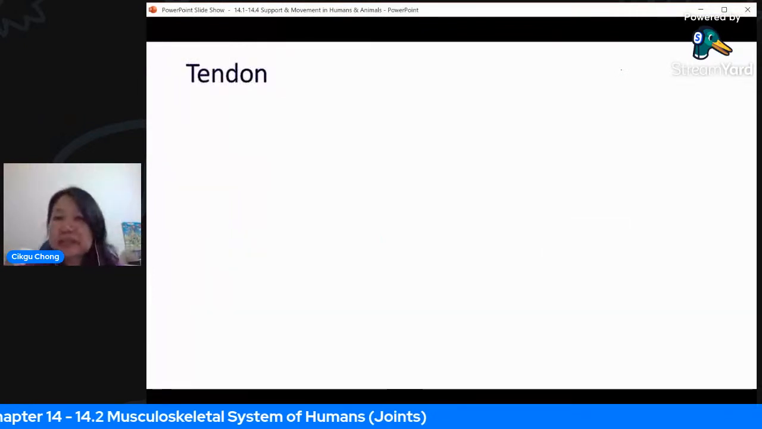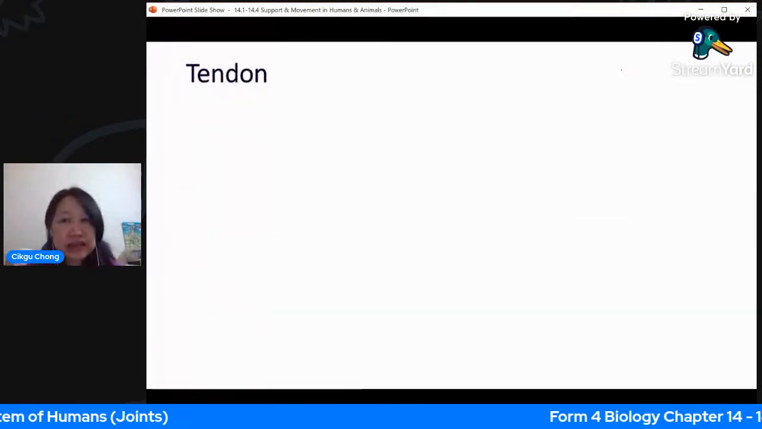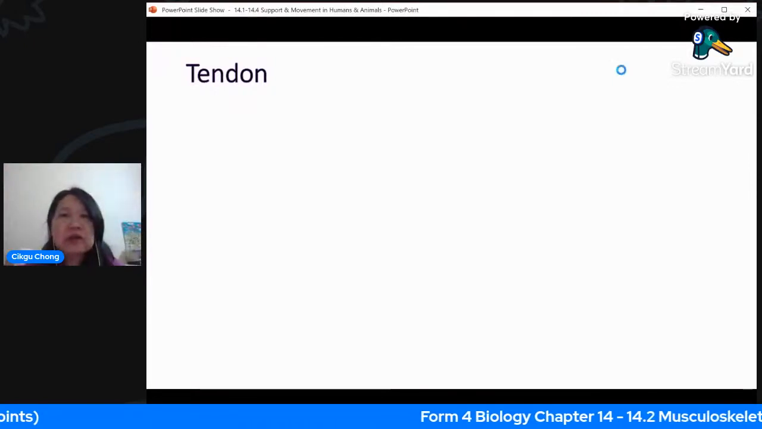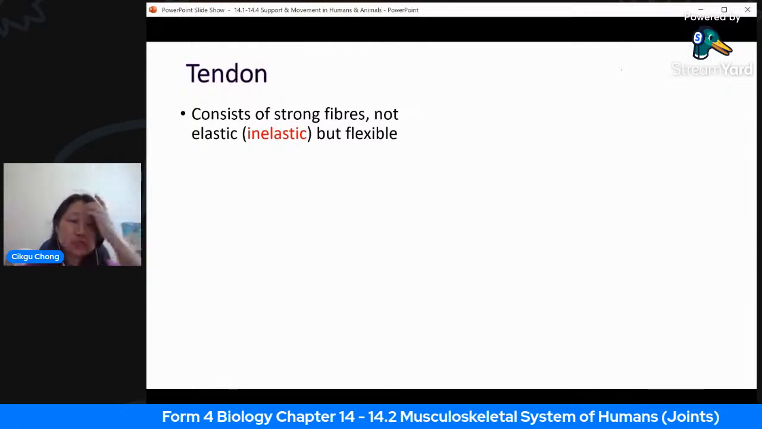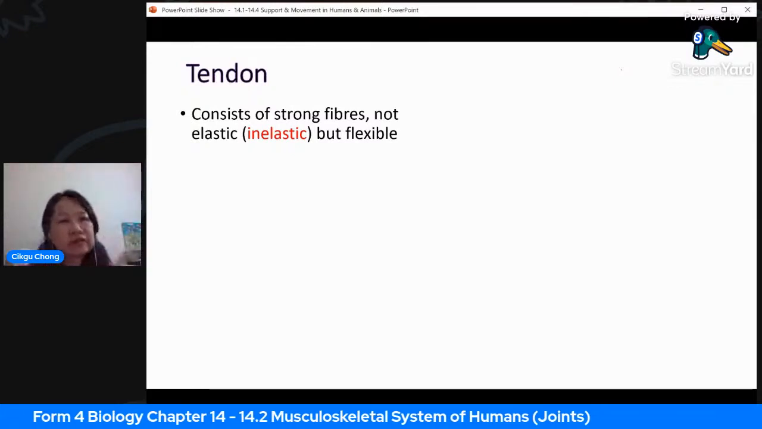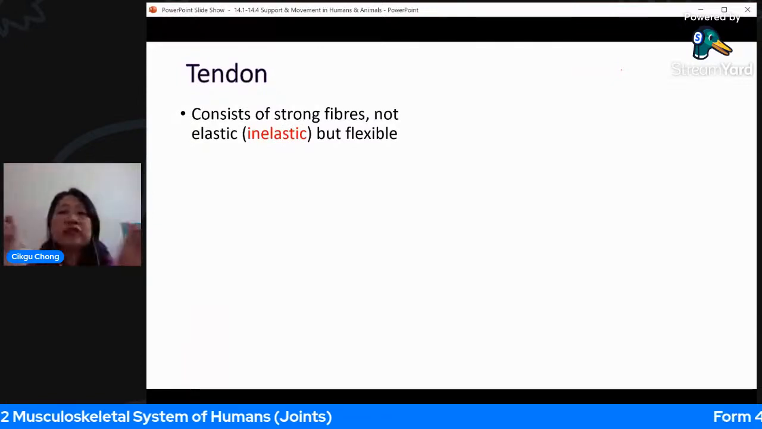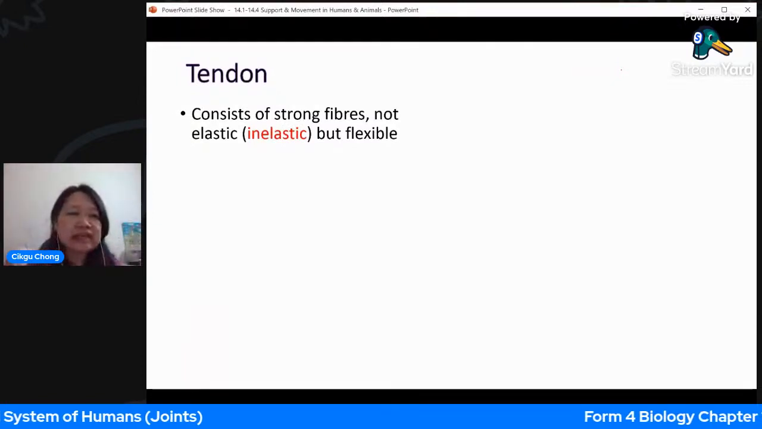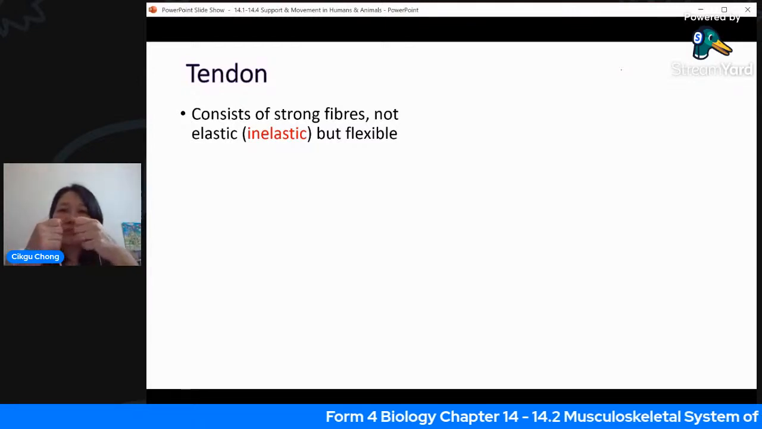How about tendon? We're done with skeletal muscle. Now tendon. Just now you mentioned tendon, right? Now tendon is also tissue. It is strong fibers, not elastic. We say inelastic. That means you cannot pull it longer. When you talk about something that's inelastic, that means it's flexible, but you cannot pull it longer.